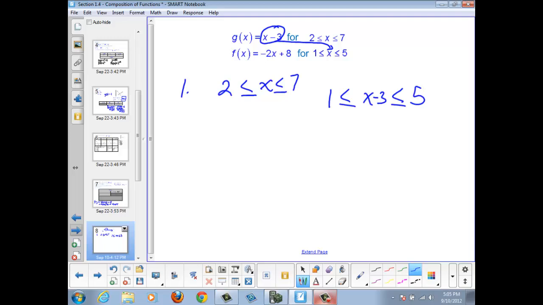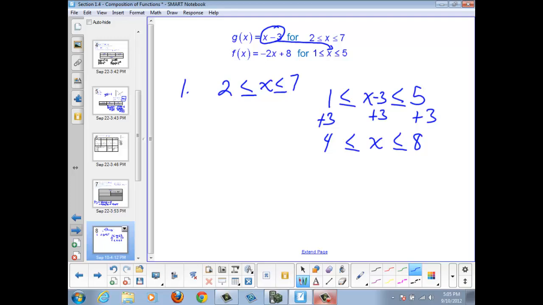Now I solve this compound inequality for x. So I need to get that minus 3 out. So I'm going to add 3 everywhere. This is a democracy, equal treatment to one and all. So now I have 4 is less than or equal to x is less than or equal to 8.